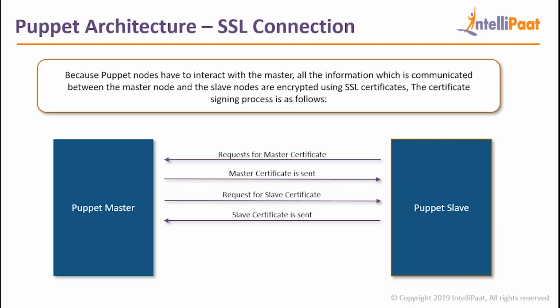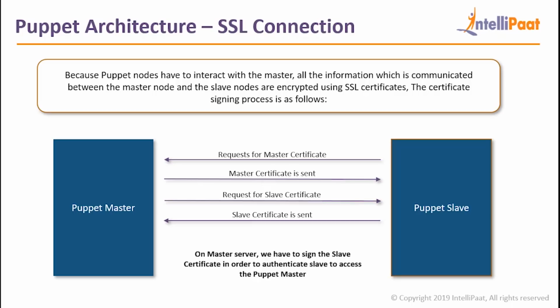Now for the master to authenticate the slave, there is a manual step of signing the certificate that the Puppet slave is sending to the master, right? In this step, the administrator or the DevOps engineer will go to the Puppet master and sign the certificates of the nodes which he wants to attach to the Puppet master, right? Once the Puppet master signs the certificates of the slave, only then is a secure connection established, right?